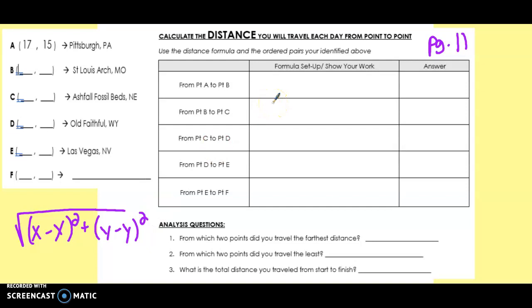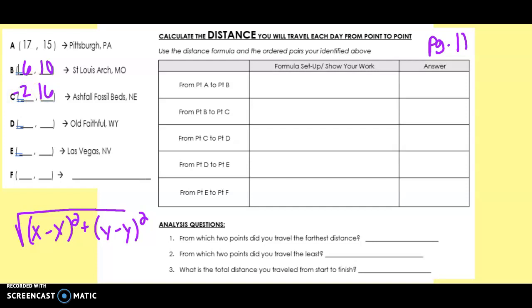Now, in order to calculate different portions of our trip, we're going to be using those ordered pairs from page 9. So I'm going to go ahead and just put them up here. You can also check your answers on page 9. But this is the information that you should have. So Pittsburgh was already established for you. It's at the location of (17, 15). The St. Louis Arch in Missouri is located at the ordered pair (6, 10). Ashfall fossil beds in Nebraska was (-2, 16).